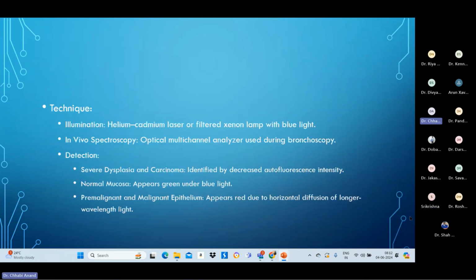Technique is illumination, helium cadmium laser or filtered xenon lamp with blue light. Optical multi-channel analyzer used during bronchoscopy for in vivo spectroscopy. Detection is severe dysplasia and carcinoma, which is identified by decreased autofluorescence intensity. Normal mucosa appears green under blue light, and any pre-malignant or malignant epithelium, if present, appears red due to horizontal diffusion of longer wavelength light.